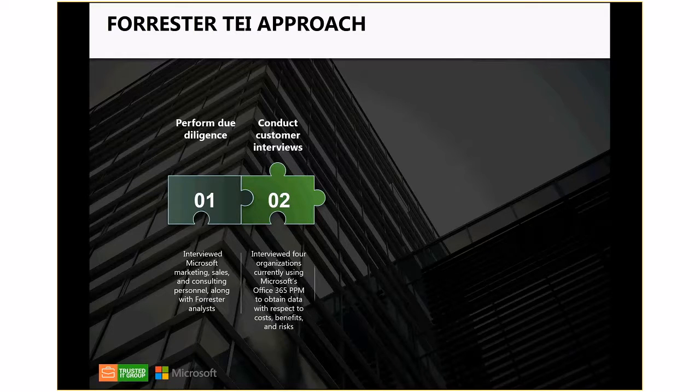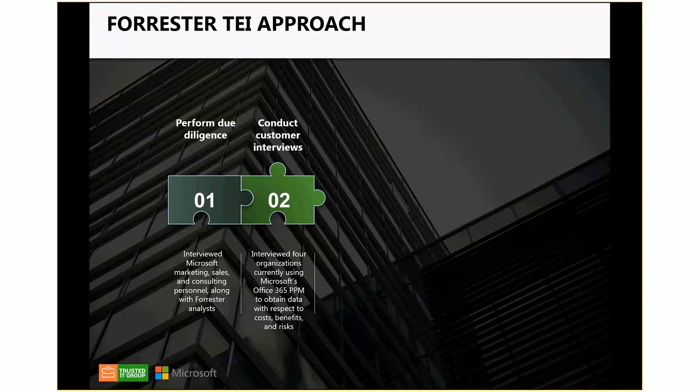The second step is that they conducted customer interviews. Now this is really important to focus on right now, because what they did was they interviewed 4 organizations currently using Microsoft Office 365 PPM to obtain the data with respect to costs, benefits, and risks. However, before they interviewed those 4 organizations, they actually selected 45 organizations from all over the world to understand what's important to them when looking for a PPM solution.